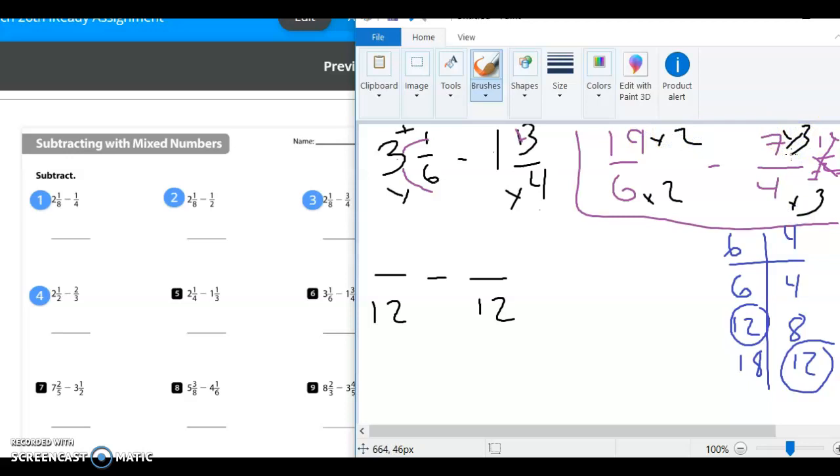So 19 times 2 is 38. Right? Because I multiplied 6 times 2 to get 12, so I have to multiply 19 times 2 and I get 38. I multiplied 4 times 3 to get 12, so I have to multiply 7 times 3 to get 21. Can I do the math now?